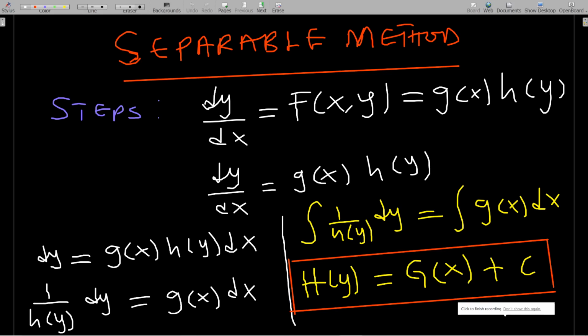Hello, welcome to this lesson of our study of differential equations, and this is particularly in ordinary differential equations, ODEs.